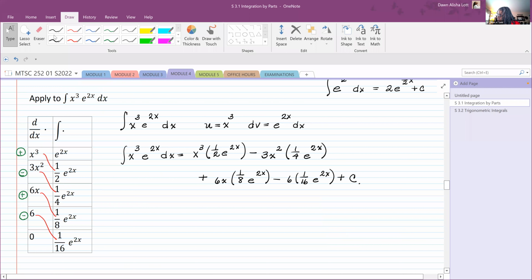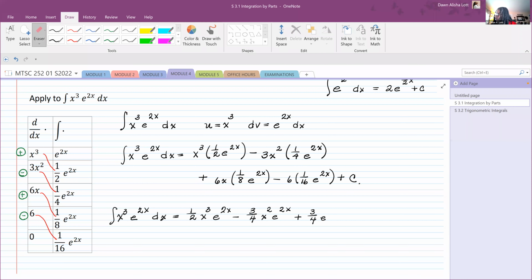And I just didn't get to simplify it. So we had the integral of x cubed e to the 2x dx turned out to be 1/2 x cubed e to the 2x minus 3/4 x squared e to the 2x plus 3/4 e to the 2x.